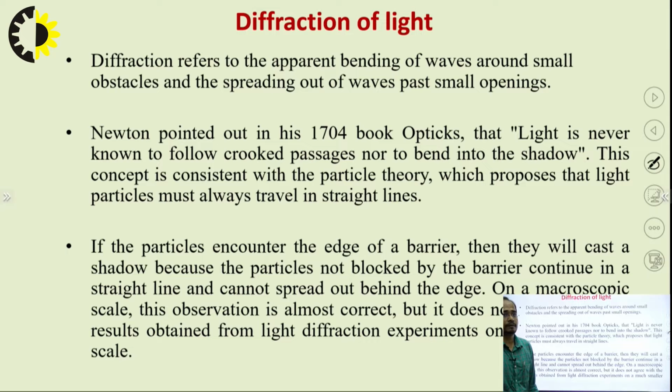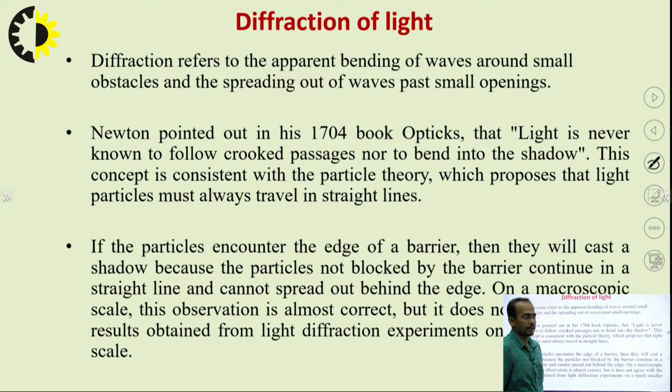What is diffraction of light? Diffraction refers to the apparent bending of waves around a small obstacle and the spreading out of waves past small openings. This phenomenon is basically the bending of light or waves passing through any obstacle or space between slits. This will be used when we discuss Fraunhofer diffraction and Fresnel diffraction in successive lectures.